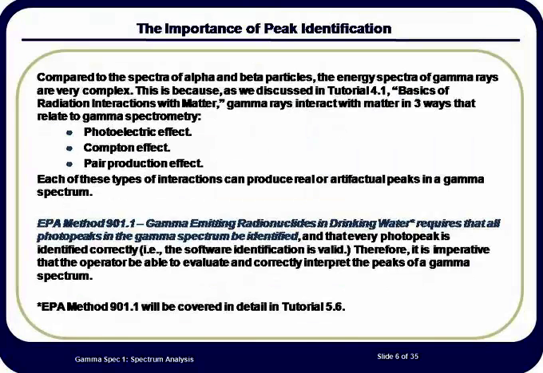EPA Method 901.1 is used for detection of gamma-emitting radionuclides in drinking water. This method requires that all gamma ray peaks in the spectrum be identified. The material we discuss in this module will provide the theoretical background for identifying the various sources of gamma rays and methods for sleuthing unknown peaks that appear in the gamma ray spectrum.